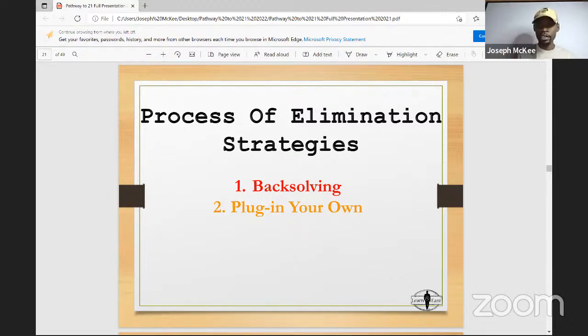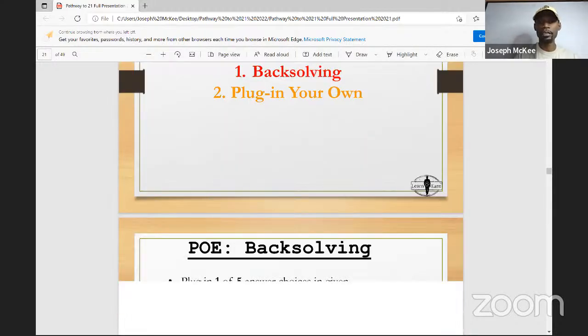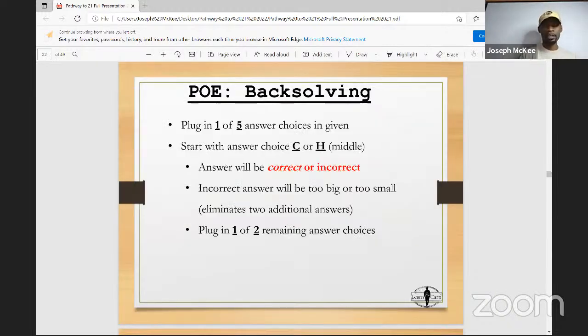But for those of you that are still on, I covered the first 3 steps of the math aspect of the ACT: reading the problem, asking yourself 3 questions, and then setting up your equation. So now we're at step 4, and step 4 is all about process of elimination strategy. There are 2: back solving and plugging in your own numbers. For the sake of time, the first one is back solving.